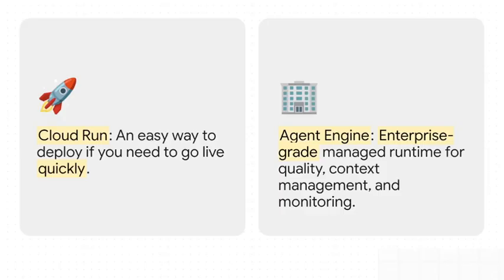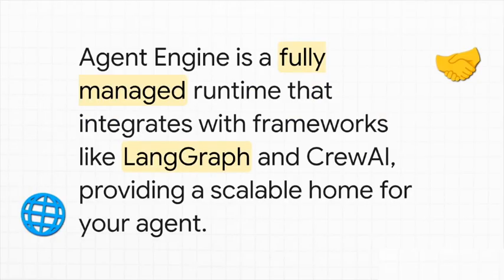For a simple app you need to get live like yesterday, something like Google Cloud Run is perfect. It's fast, it's straightforward. But for a serious enterprise-grade application, you're going to want to manage runtime like Agent Engine, which gives you all those critical features for quality, context management, and performance monitoring. And what's really great is that platforms like Agent Engine are designed to be the final destination for agents built with all sorts of frameworks. So it doesn't matter if you use LangGraph for high control or Crew AI for high abstraction, this managed ecosystem gives your agent the robust, scalable home it needs to really thrive in production.